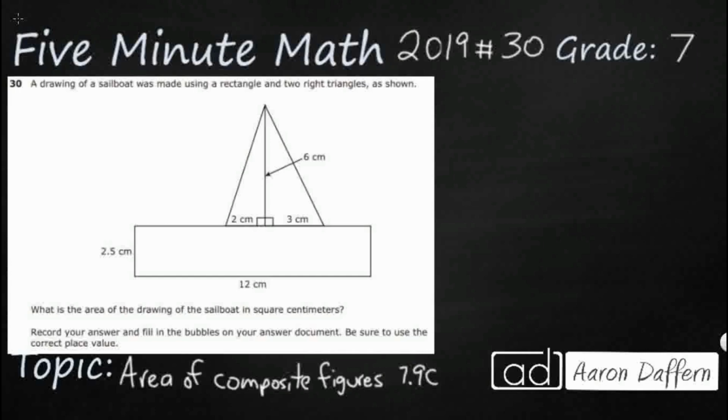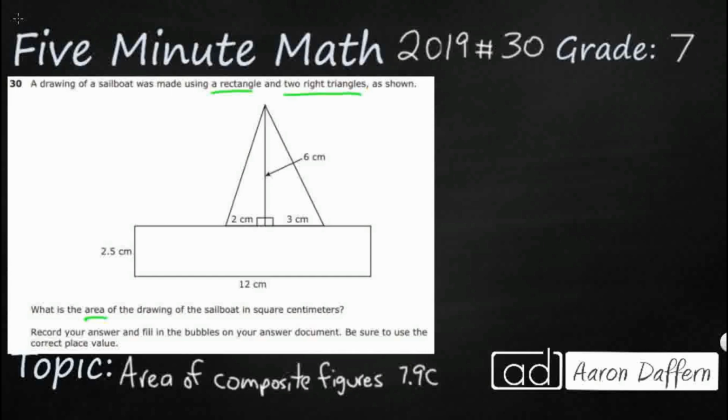So we have this sailboat, and it's using all three shapes here. We've got a rectangle, that's the bottom. These two right triangles are similar, but they're not quite the exact same. So we need to find both of those. And we need to simply find the area of the drawing of the sailboat in square centimeters.